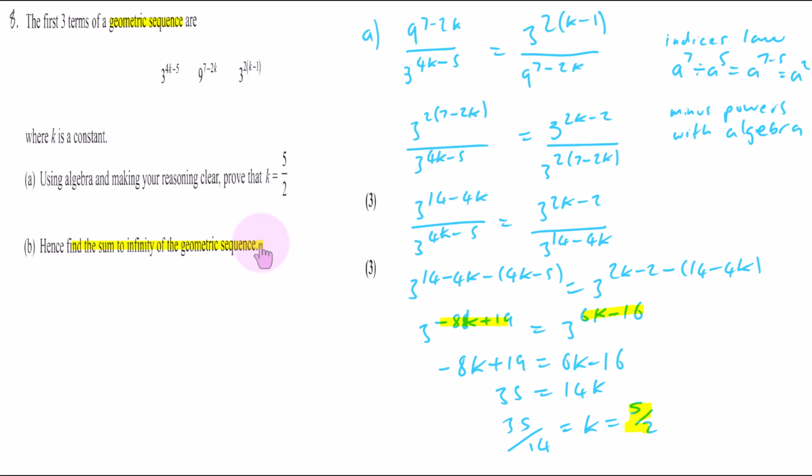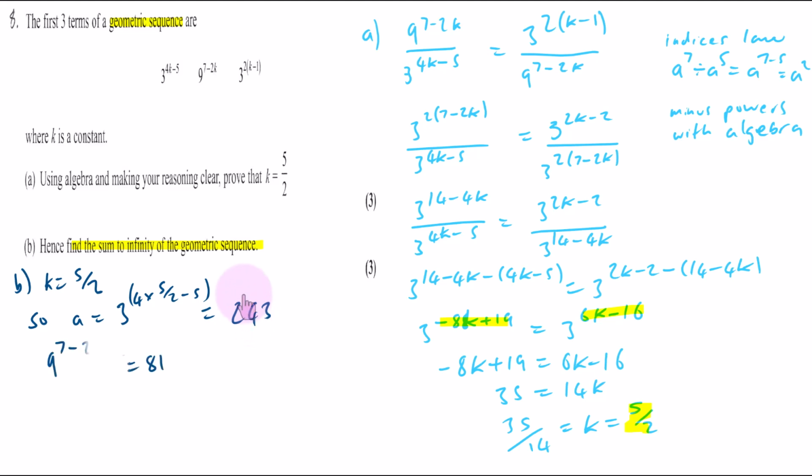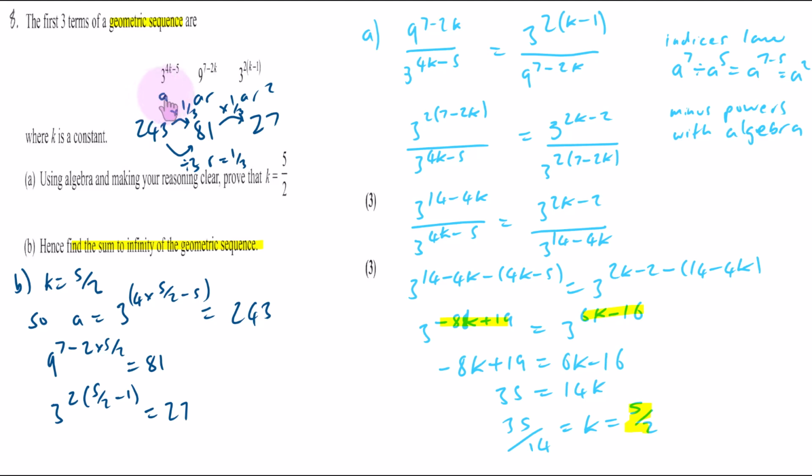Well, now that we know k, we can sub that into our sequence: 3 to the power 4 times 5 over 2 minus 5. That's our first term. So that equals 243. Now we've got k, we can find a second term and a third term, because that's AR, and that's AR squared. We know our second term is 81 and the third term is 27. So like I said before, we've got A, AR, and AR squared. So we're multiplying by R each time, and so we can see it's divided by 3, it's times a third.